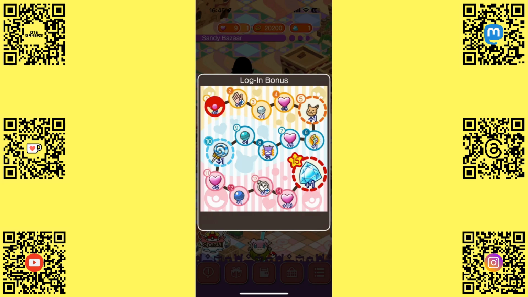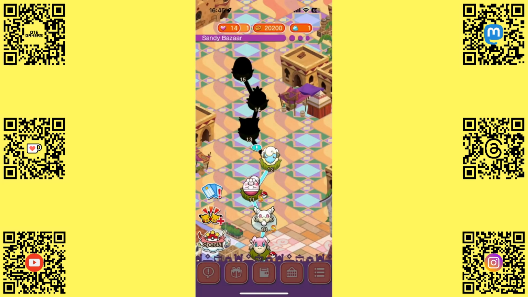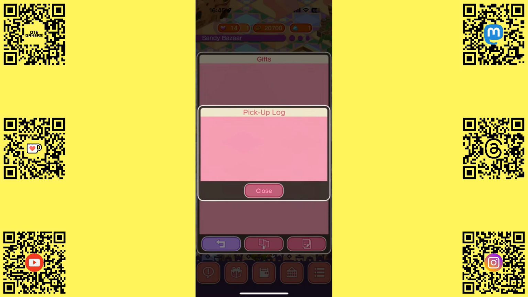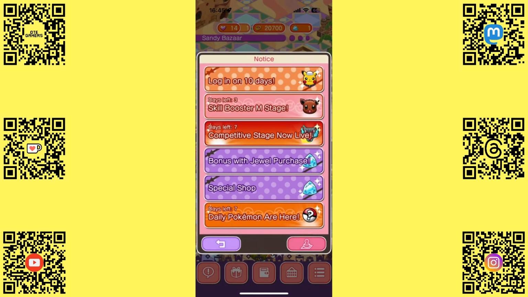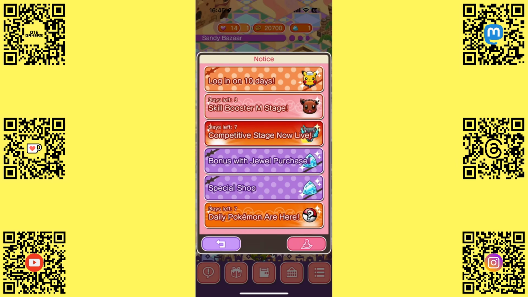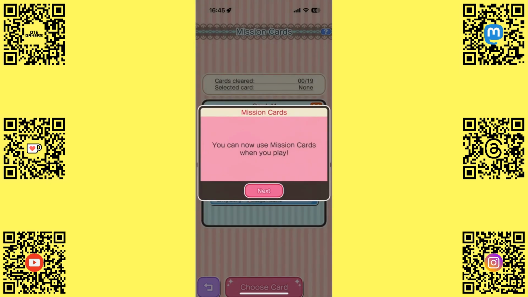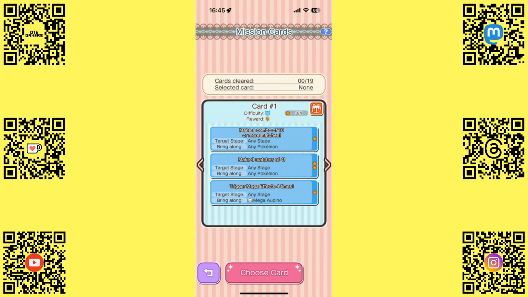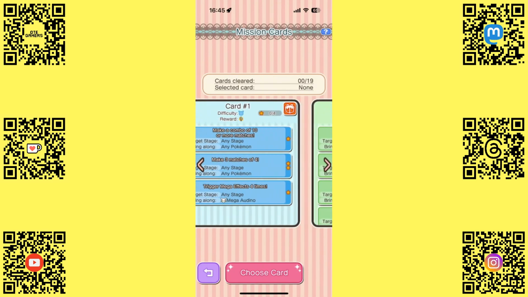So, login bonus, okay. Yeah, I kind of remember this system in gifts. That's where you would get the 3DS online. What's the I one? Well, daily, but unfortunately, what's this card thing? So I guess we choose this card.